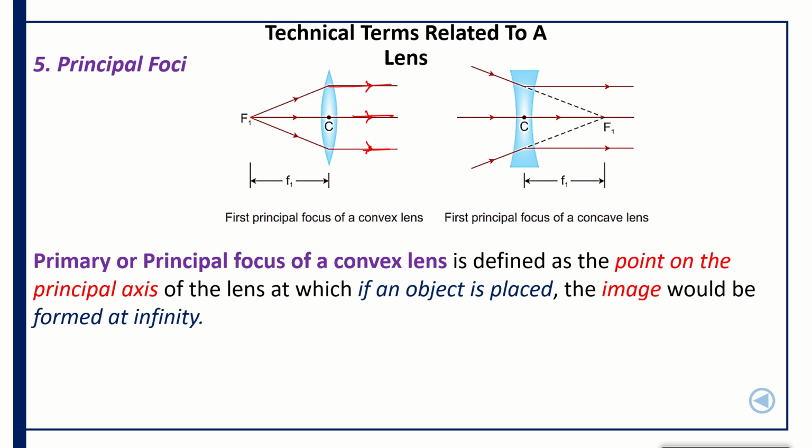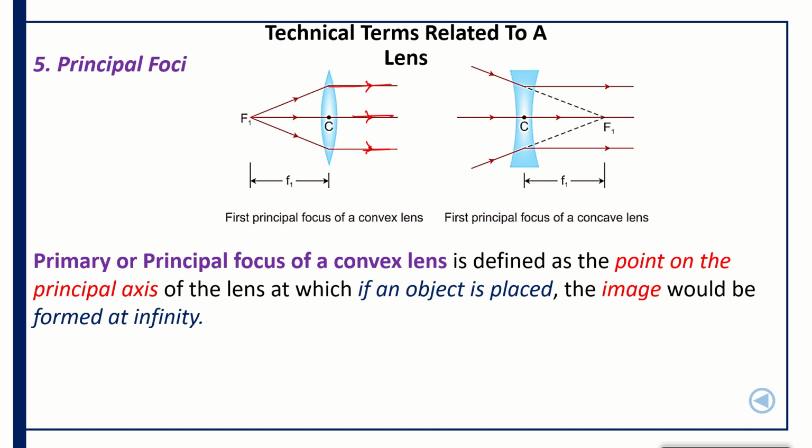In case of a concave lens, when a divergent beam of light falls on a concave lens, after the refraction it travels parallel and creates the image at infinity. So such a point where these extended incident rays meet at one point on the principal axis is known as the primary or principal focus.